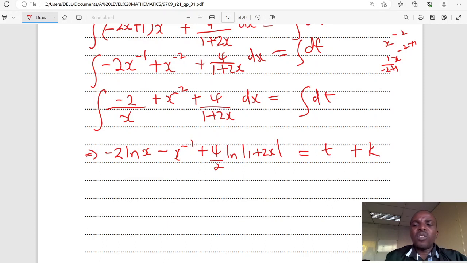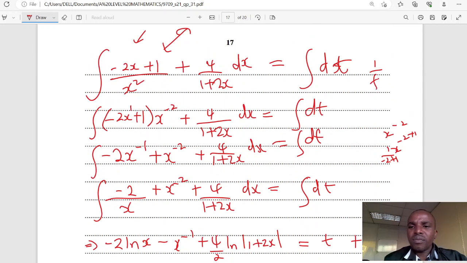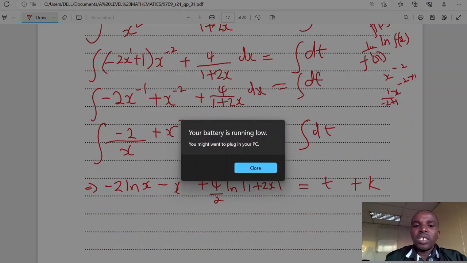Right, so integration of 1 over f of x. This one, you say 1 over the derivative, times ln f of x. That's how I integrate 1 over f of x. Please take note of that part.